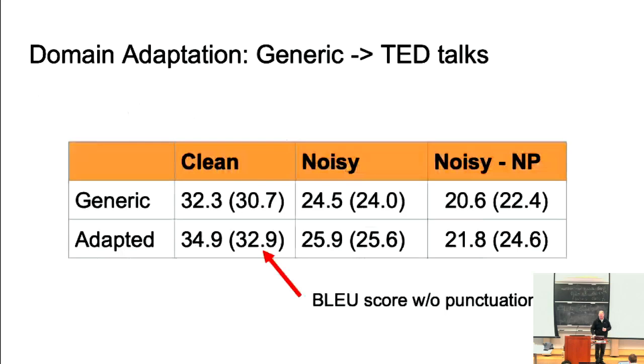So here we observe the drop in performance when we use our generic system over noisy data. We have almost a 6 point drop. In parentheses, I report the BLEU score measured without punctuation: in the reference and in the output, you remove punctuation. So you can see the role of punctuation here. The same happens, and the gap is even more relevant for an adapted system. So what we want is to keep good performance on the clean data and gain on the noisy data. That's our ideal goal.